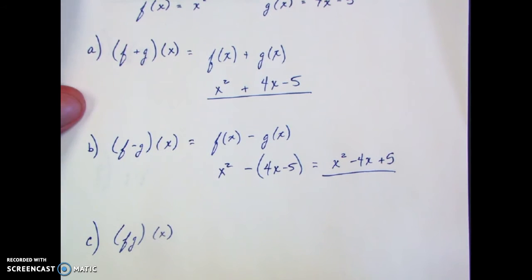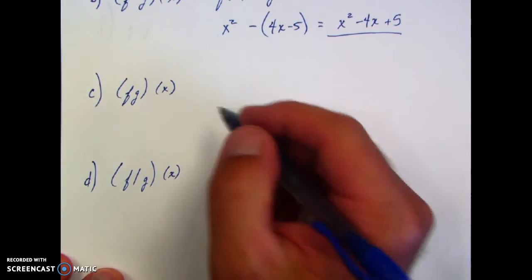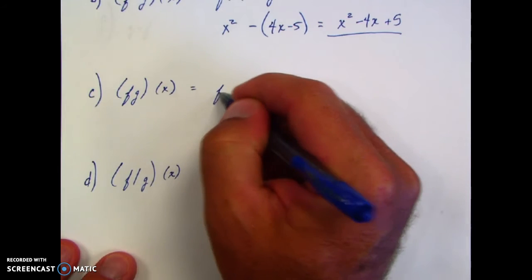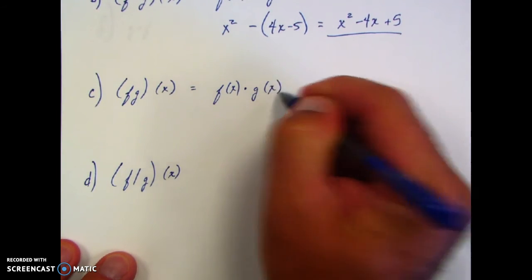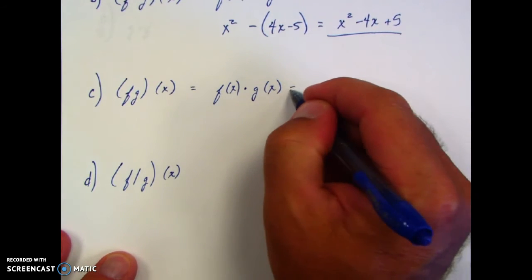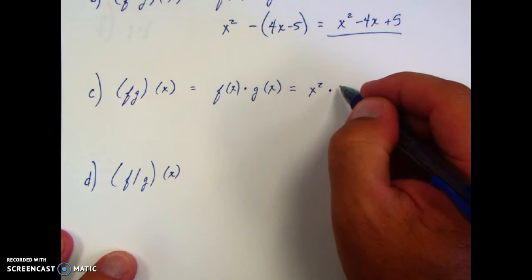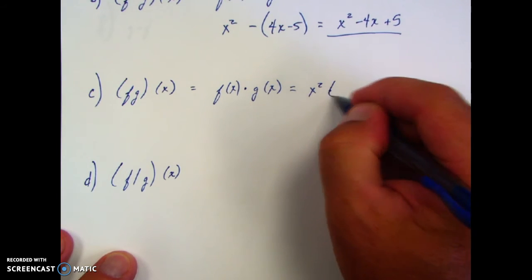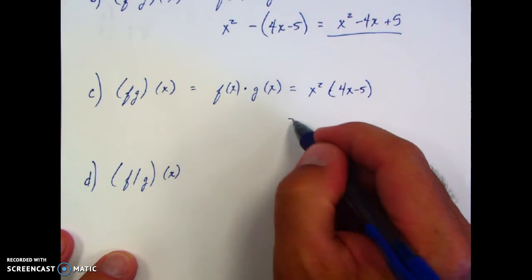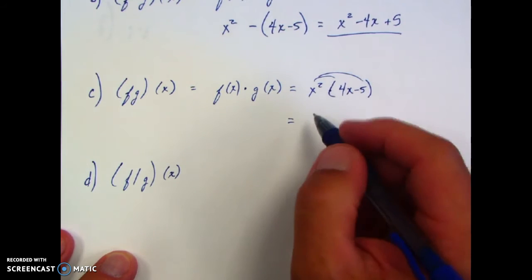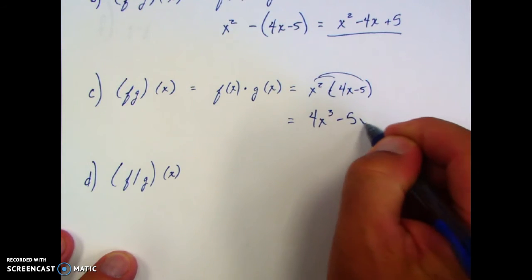When we are multiplying and dividing, now we're going to take our f of x times g of x. All right, so we're going to take x squared times our function g of x, which is 4x minus 5. So we end up with, going to distribute that, 4x cubed minus 5x squared.